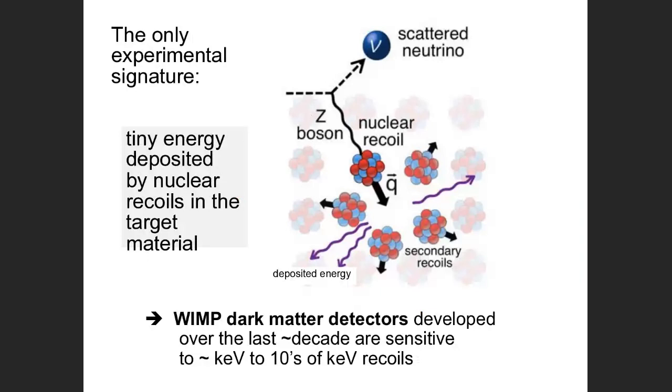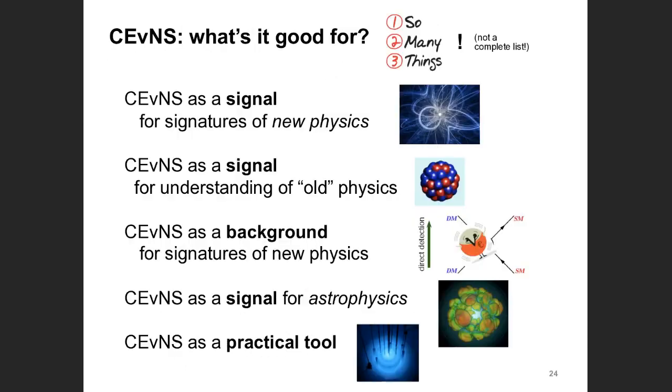Well, the only signature is you have to somehow gather that tiny energy that's deposited by a nuclear recoil in the target material. And we have actually benefited in the past decades from having a lot of detector development for this goal of looking not for neutrinos necessarily, but for WIMP dark matter, which creates a recoil exactly the same kind of recoil as you would get from a neutrino. And so we now have a lot of detector technology which is sensitive in this range.